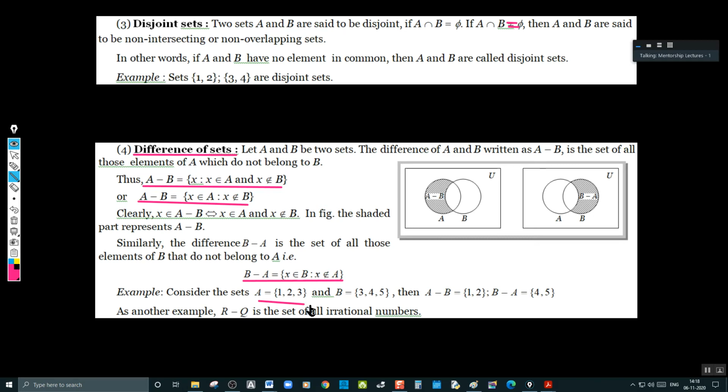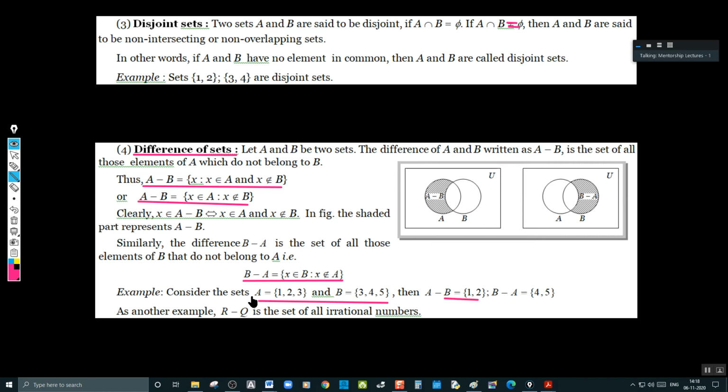If A is equal to 1, 2, 3, for example, and B is equal to 3, 4, 5, now if you want to write A minus B, you subtract those elements that are common in both A and B. What is the element that is common in both A and B? 3. 3 is to be subtracted, and hence A minus B is 1, 2. Check it out. A minus B is 1, 2.